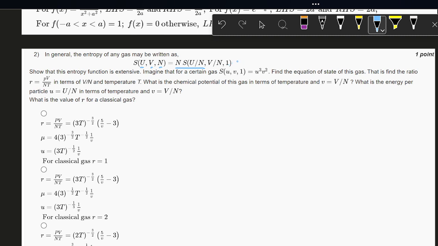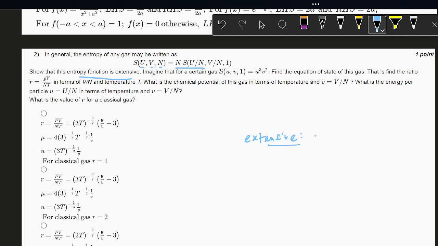So this is a function you have been given, with a form like this. And the first part is that you have to show that this entropy function is extensive. What do you mean by extensive? Extensive means any quantity which is dependent on some mass or number of particles of the system.